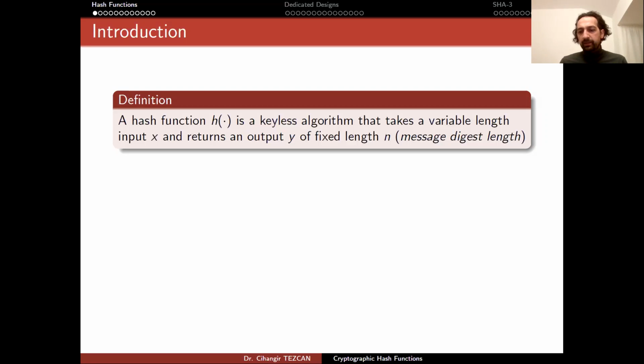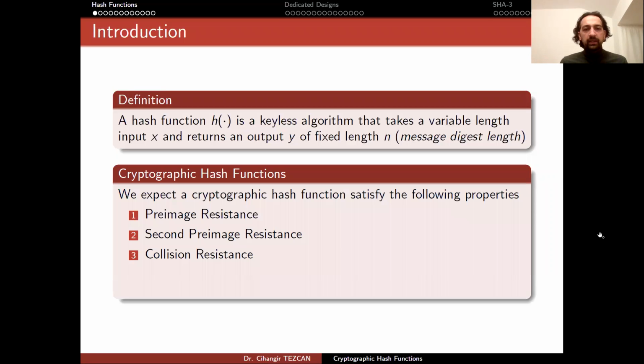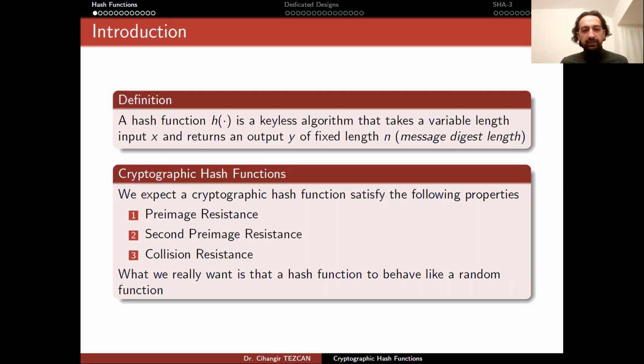Of course you can design this kind of function easily, but in order for a hash function to be called a cryptographic hash function, it has to satisfy a few properties. The following three properties are required for security. We expect the cryptographic hash function to satisfy the following properties: pre-image resistance, second pre-image resistance, and collision resistance. I will mention all of them in the following slides. But at the end, what we really want is for a hash function to behave like a random function.